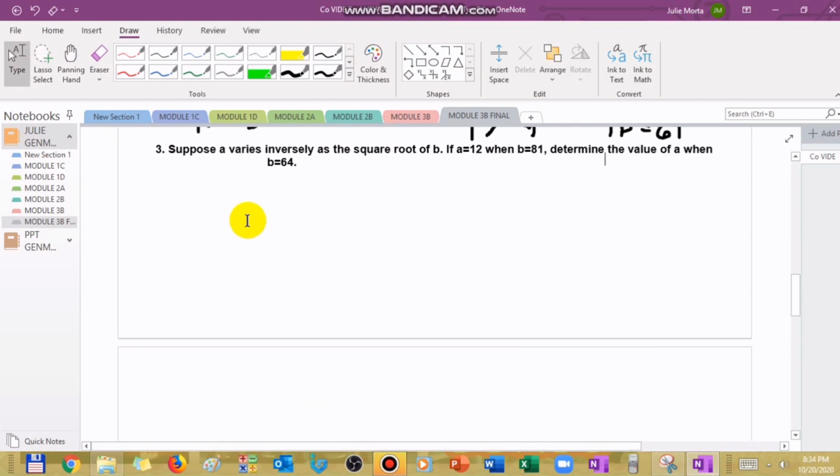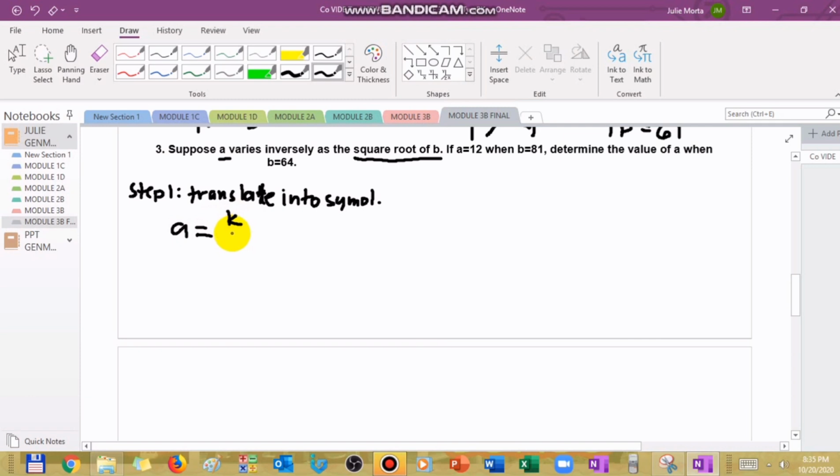Example number 3 sa inverse variation. Suppose A varies inversely as the square root of B. Step 1, anong gagawin? Ang step 1 natin, ulitin ko, ay translate into symbol. So, A varies inversely as the, may word na square root, so square root of B. Ayan. If A is 12, when B is 81, anong gagawin?